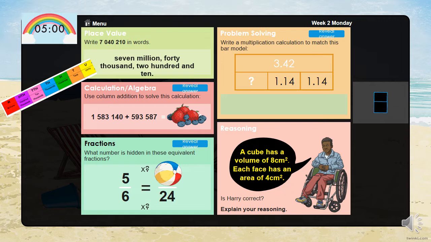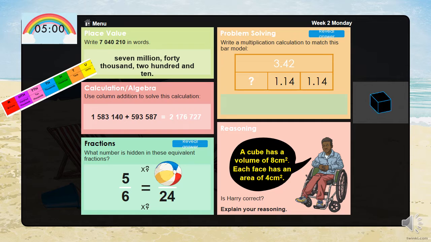If you have used the place value grid to help you here, then if you've lined up the numbers in the correct columns, that makes it a lot easier for you to be able to read. And again, using that same place value grid, we should be able to add the numbers using column addition. So 1,583,140 plus 593,587 equals 2,176,727. So well done if you got that.